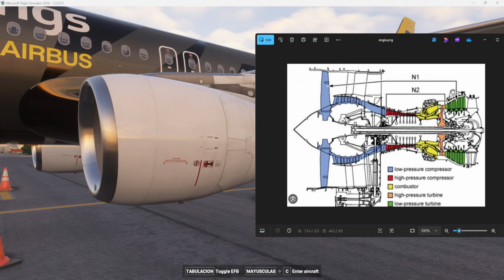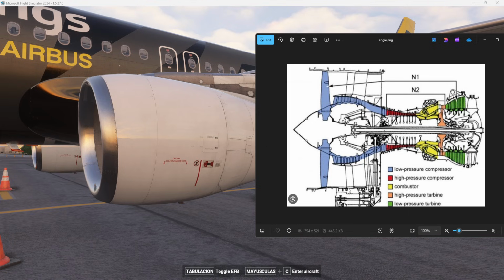Let's bring the picture again. So, how the engine works right now, we need to clarify. We said that the A320 engine starts are fully automatic, controlled by the FADEC. Okay, so now let's go through each part, and why we have all these parts.